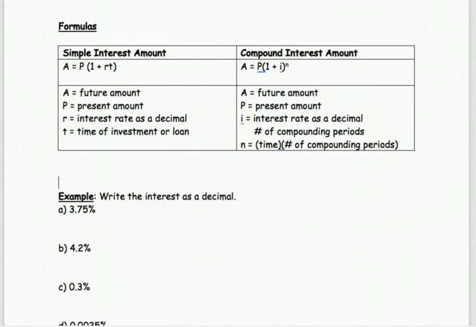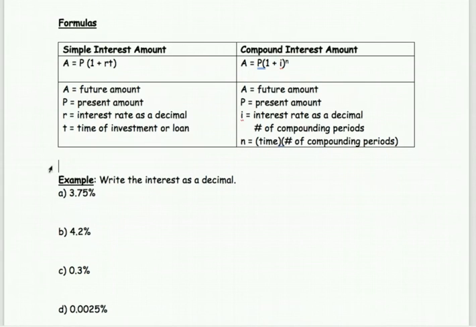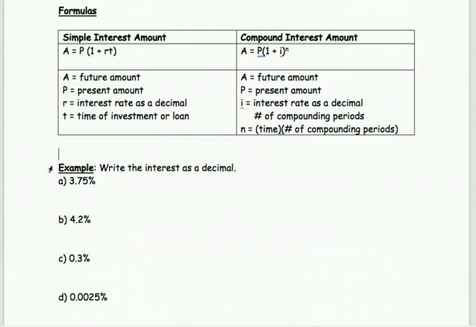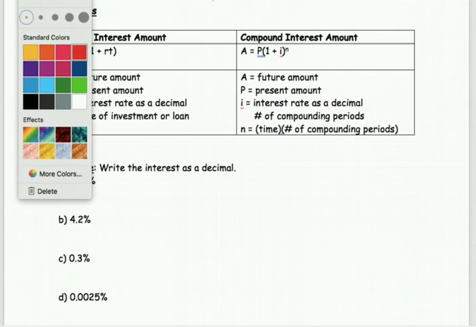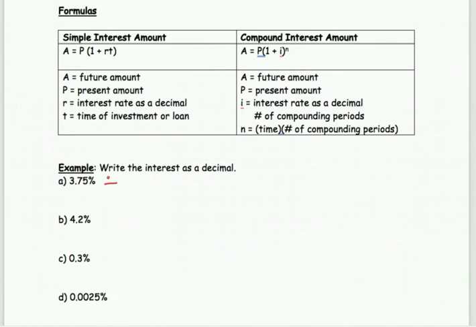But before we get to calculating some numbers using the simple interest formula, I want you to practice converting your percentages to decimals. So you're going to be given an interest rate, and you have to use that, but you have to change it to a decimal before you use it. So in order to do this, you need to just divide any percent by 100. Okay, so divide this by 100. So when you do that, you will get 0.0375, like that.